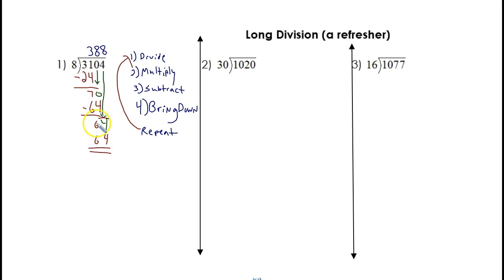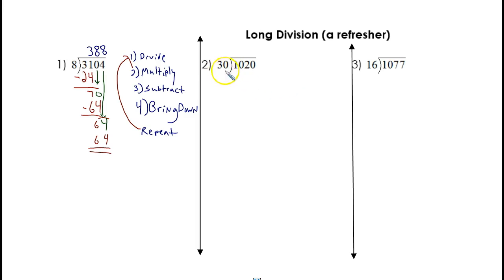How many times does 8 go into 64? Well, it goes in 8 times, and 8 times 8 is 64. So we have no remainder here. Remember, the remainder is the part that's left over. We have no remainder, so 8 divides evenly into 3104, and it gives us 388. Let's look at a few more long division problems and just try to remember it.